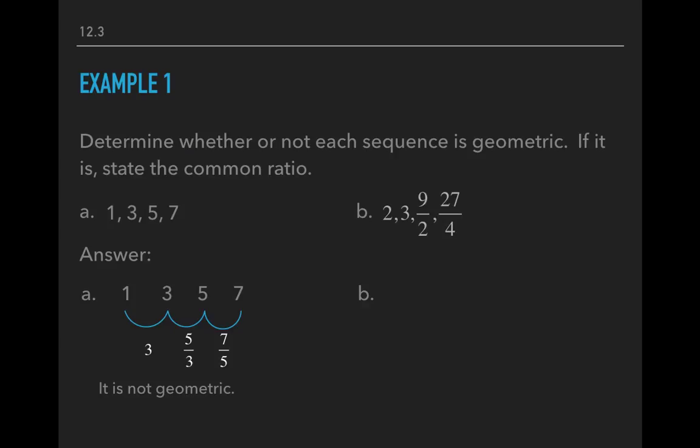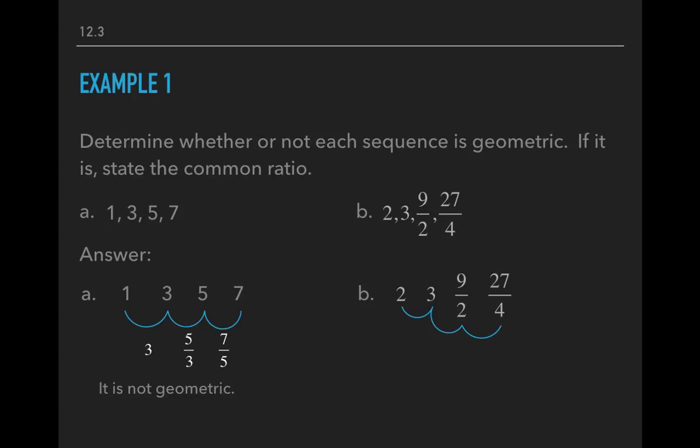But let's look at problem B now. We're looking at 2, 3, 9 over 2, and 27 over 4. So you're going to have to do some division of fractions here and make sure that you maybe take out some scratch paper and check this yourself.